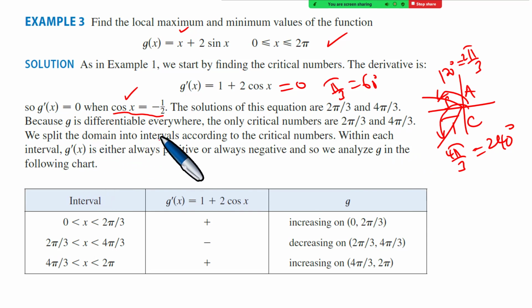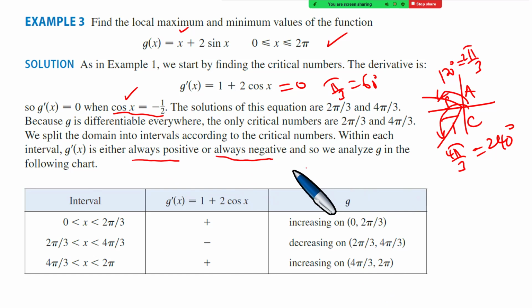We split the domain into intervals according to the critical numbers. So within each interval, g prime is either always positive or always negative. And so we analyze g in the following chart. Let's take a look at the chart.